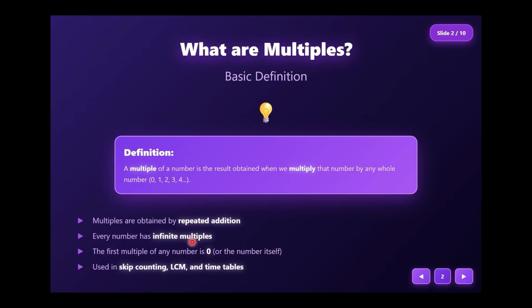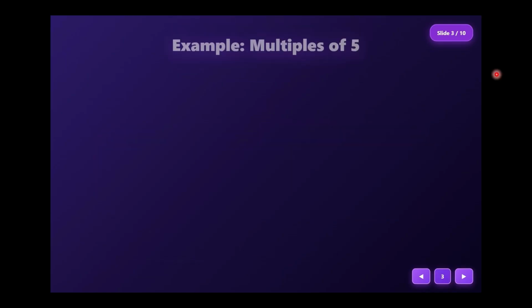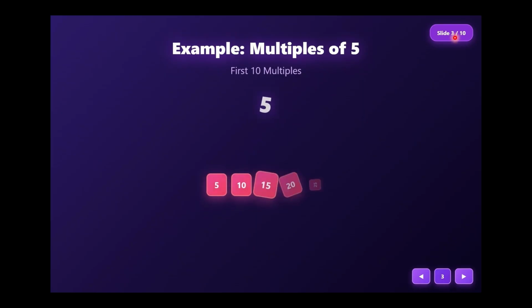Here is what makes multiples super cool. First, you can find them using repeated addition. Just keep adding the same number. And the second one, every number has infinite multiples. Yes, they go on forever. Third one, the first multiple is usually the number itself. And finally, we use multiples in skip counting, finding LCM and learning our multiplication tables. Pretty awesome, right?